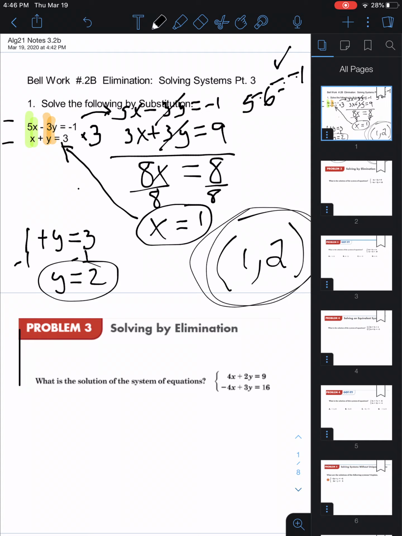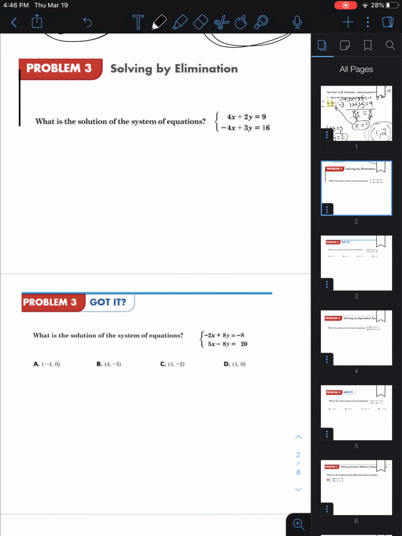Now, let's slide down just a bit, and we'll look at this second one. I've got 4x plus 2y equals 9, and negative 4x plus 3y equals 16. If we just flat out added up those two equations together, look what happens to the x's. They cancel each other out. I would have 2y plus 3y, which would give me 5y, and 9 plus 16 would give me plus 25. Divide by 5, and I solve for y. y is equal to 5.